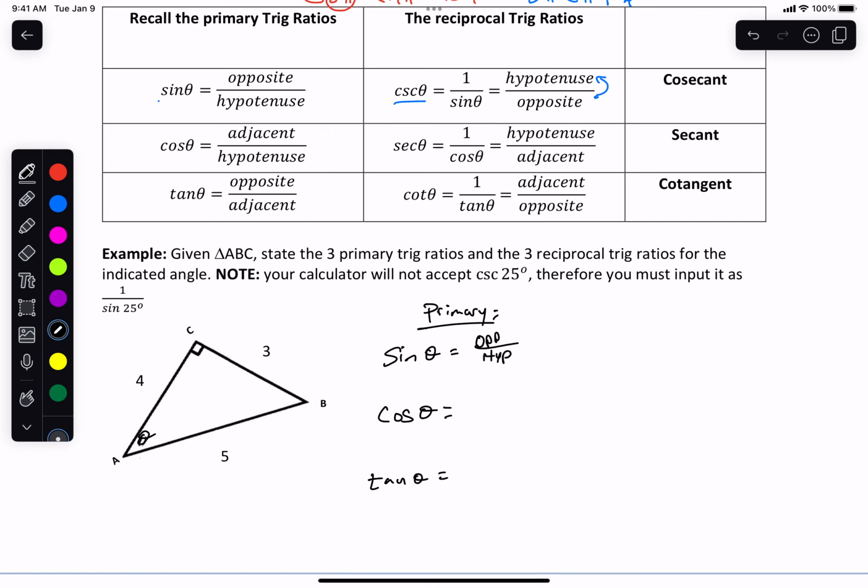No, I don't need that yet. Just give me a sec. Cosine is going to be adjacent over hypotenuse. Tangent's going to be opposite over adjacent.